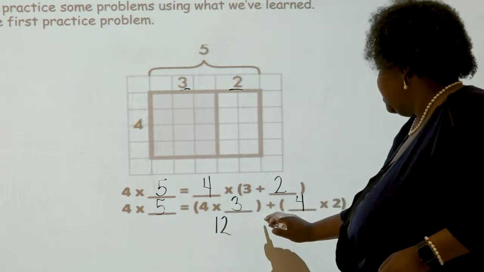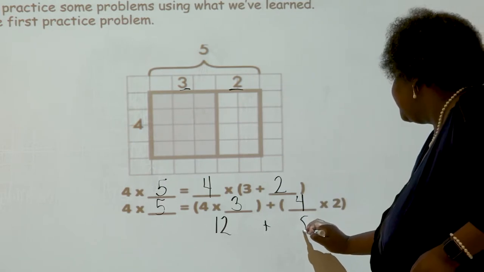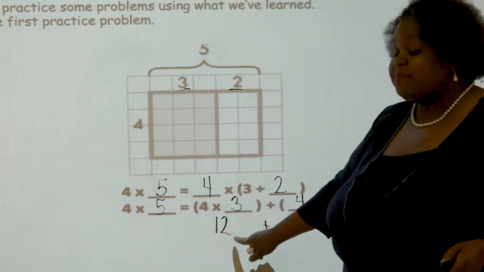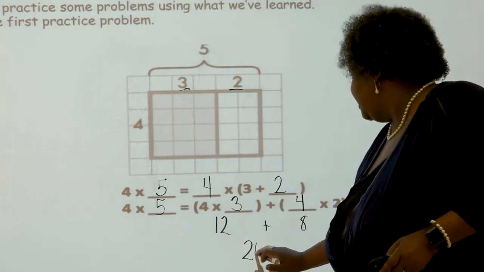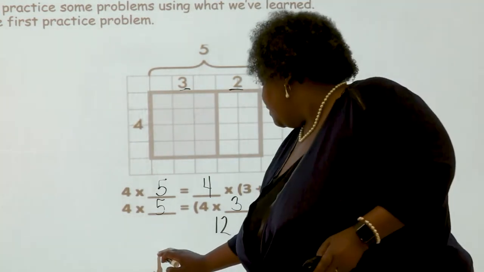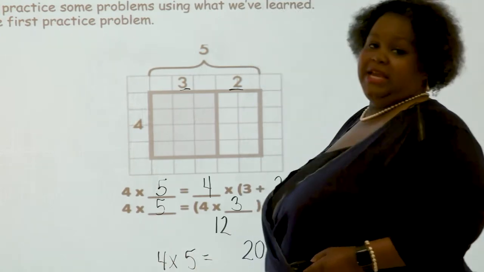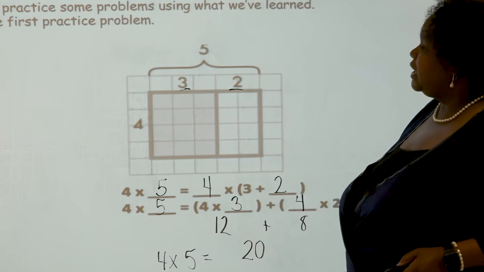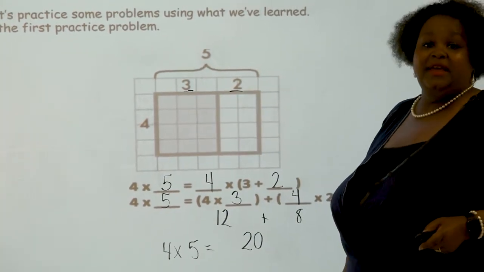12, plus 4 times 2, 8. When I add my 12 plus 8, that comes to 20. So, 4 times 5 equals 20. My product would be 20. My area of my square would be 20.